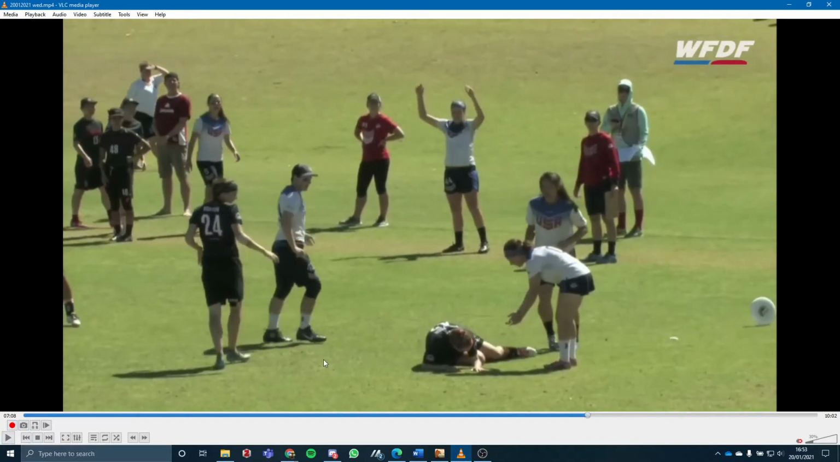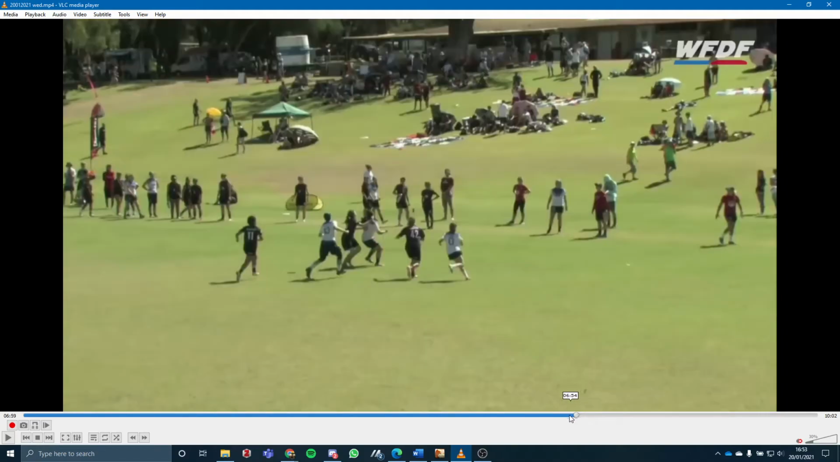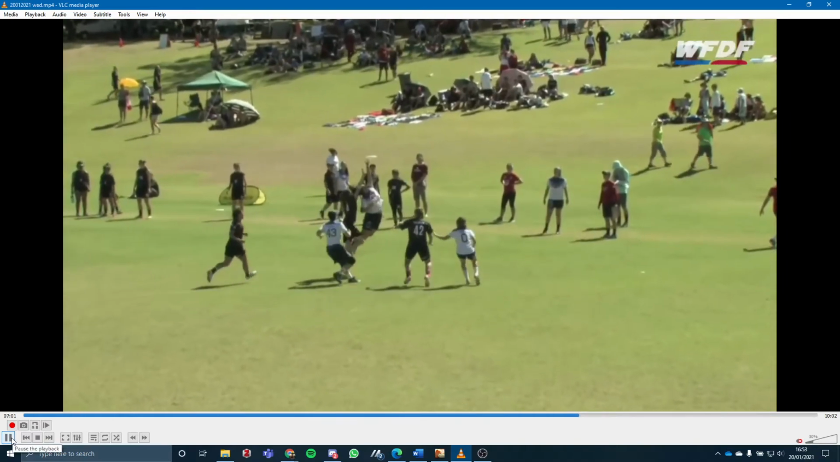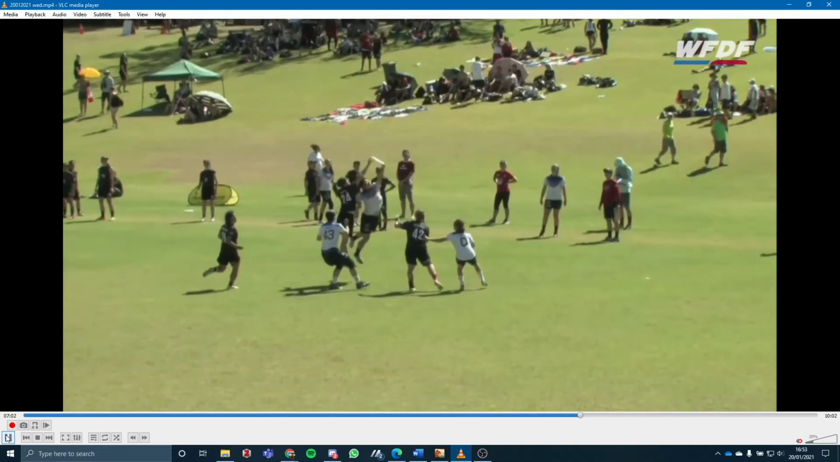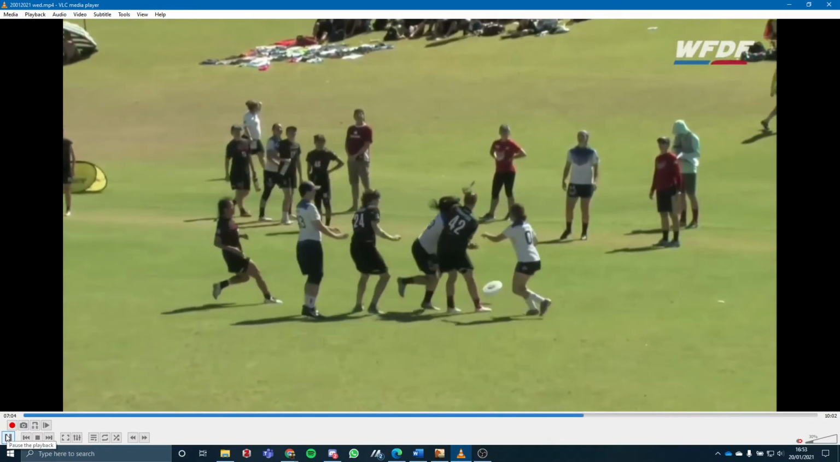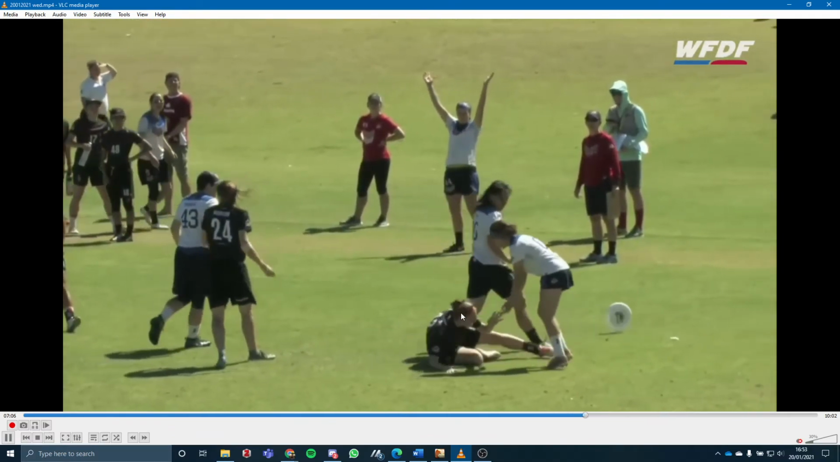I think that was always going to end badly. Yeah, most definitely. Yeah, so the USA player kind of jumps up without regard for anybody around her, and therefore when she comes down, she kind of barges into the Canadian player.